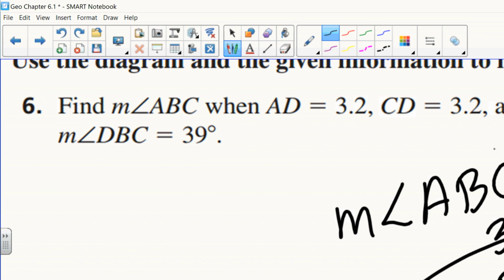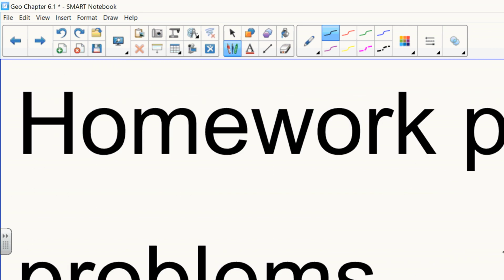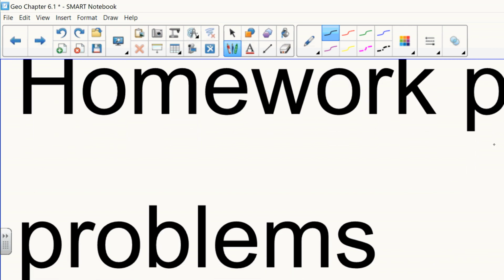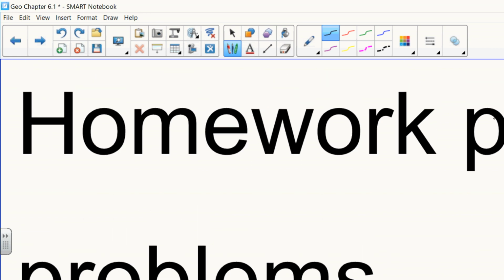Yes, ma'am. So let's look at the homework. You don't have to do 24. You're not doing 24. So it's 3 through 18. 3 through 18.